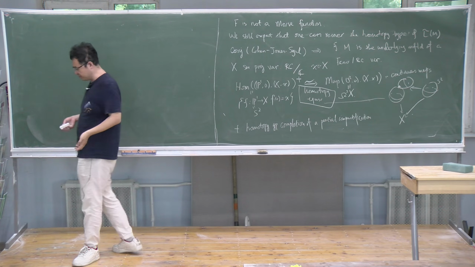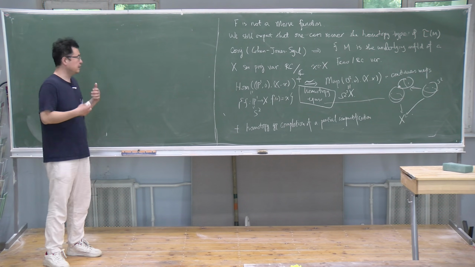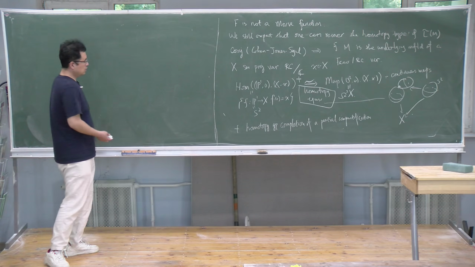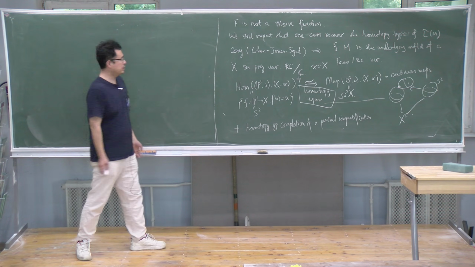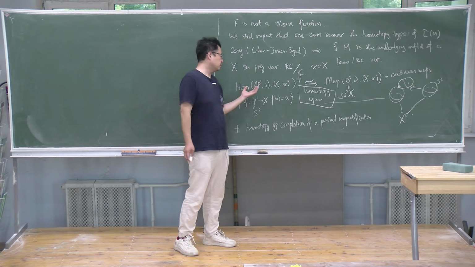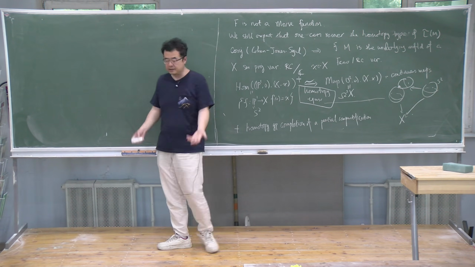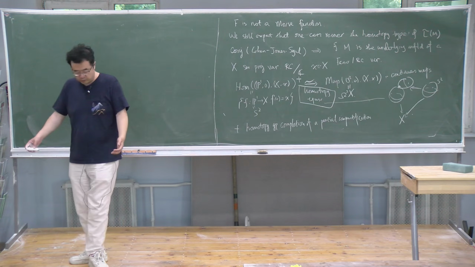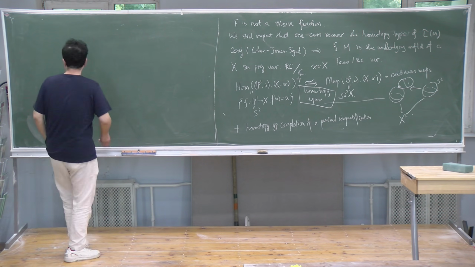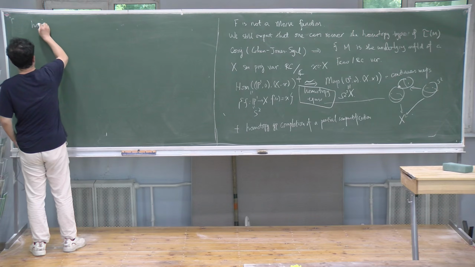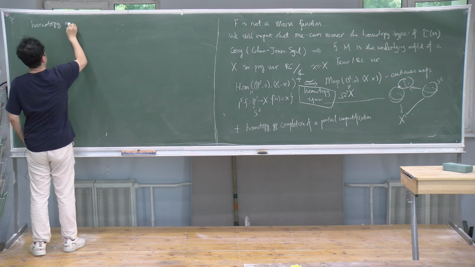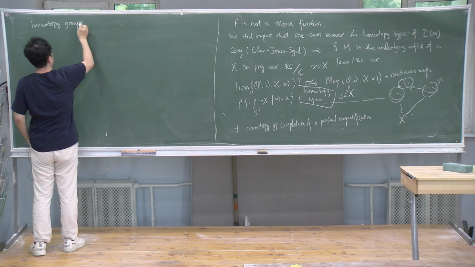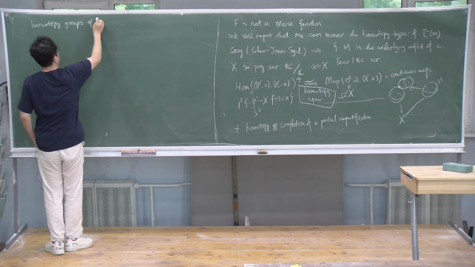So I would like to take a different approach. The map is there, so I want to compute the homotopy groups on both sides and see if they are actually isomorphic. So what about the homotopy groups on both sides?